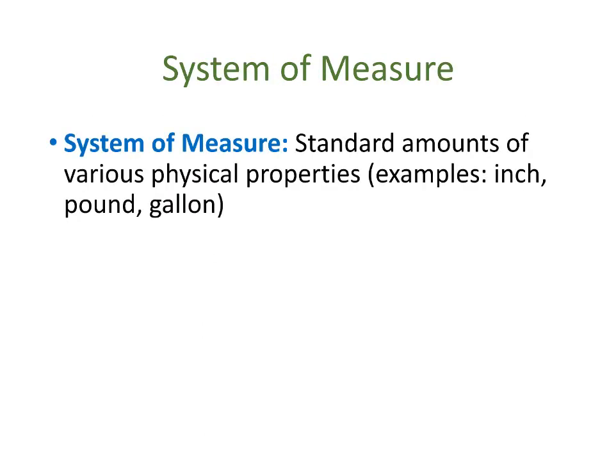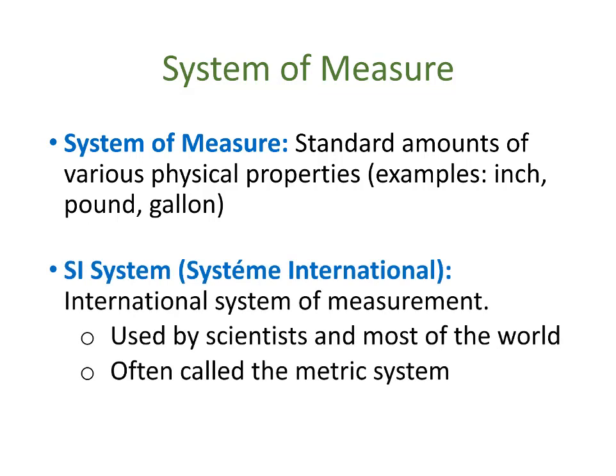What is a system of measure? A system of measure are standard amounts of various physical properties. For example, an inch, a pound, or a gallon. In chemistry, we use the SI system, which stands for Système International. It is the international system of measurement. This is used by scientists and most of the rest of the world. You have probably heard of it called the metric system.